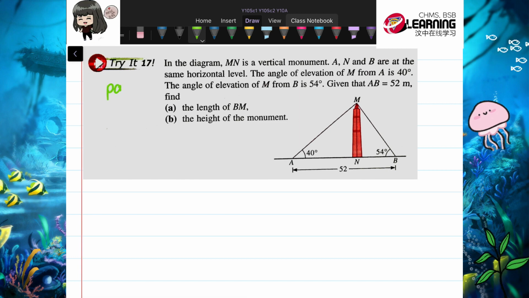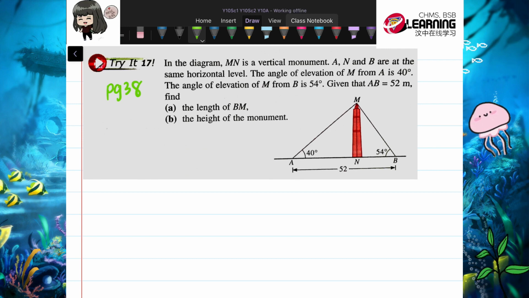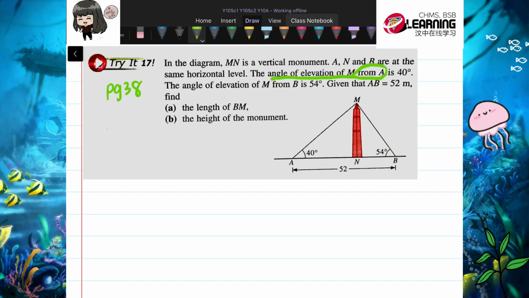Page 38. Please copy the questions also. So in the diagram, MN is a vertical monument. A, N and B are at the same horizontal level. A, N and B are on the ground. The angle of elevation of M from A is 40 degrees. It's already there in the diagram, but I want you to understand the words here. Angle of elevation of M from A. You look at A, looking all the way up to M, where you draw the connecting line MA, that is where it looks up.